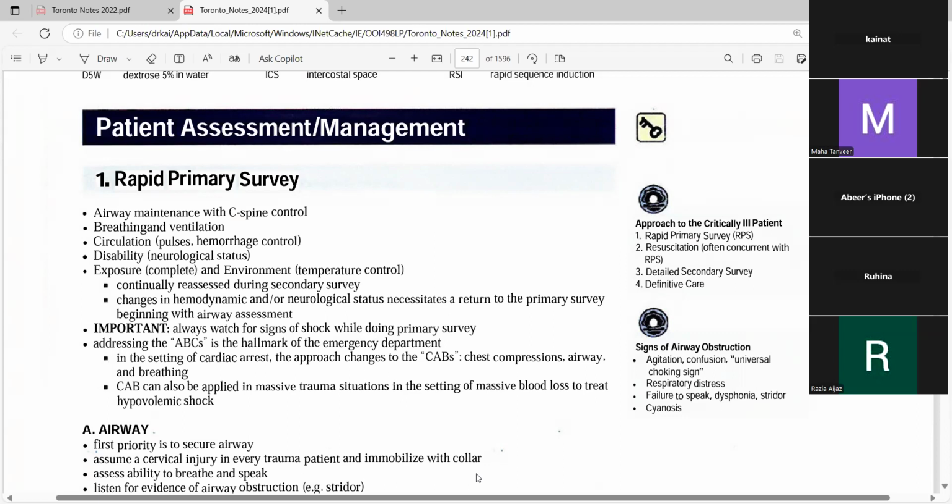Wherever they say a patient presents with an emergency, they are looking for ABC. They are not looking for how you're going to call the specialist. They are not looking for anything else. First thing is, are you going to save the patient or not?